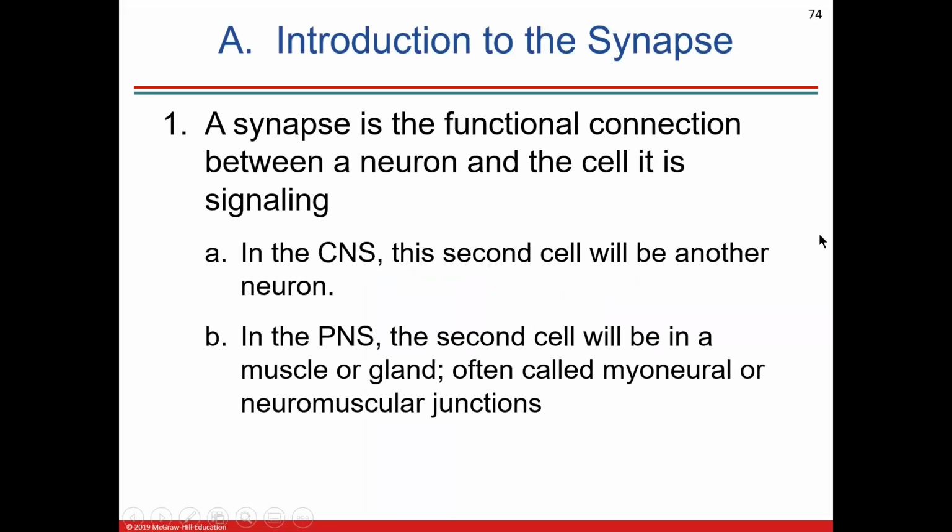So this is the connection, and we're talking about neuron to neuron. You could have a synapse between a neuron and a muscle as well, or a gland even, like the adrenal gland. So it is a gap junction, right? And again, in the PNS, you could have a gland or a muscle.